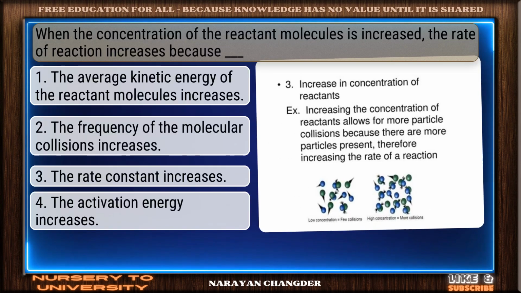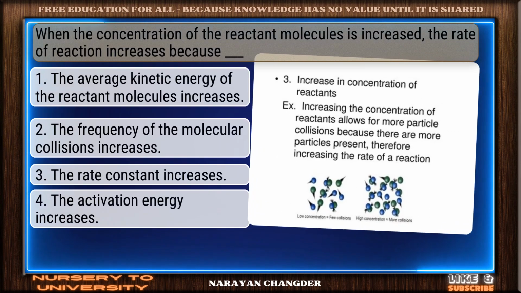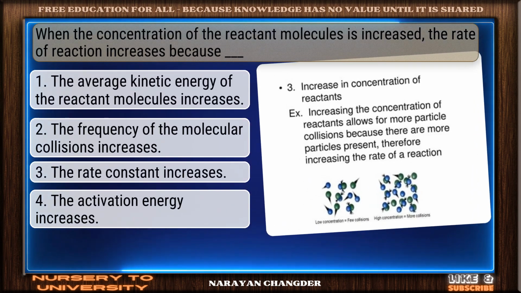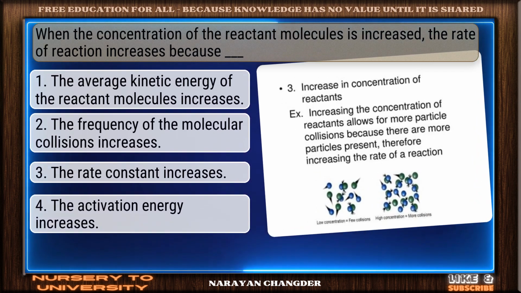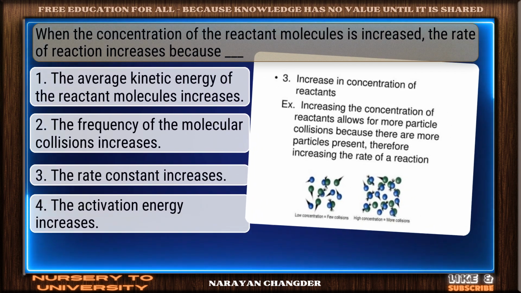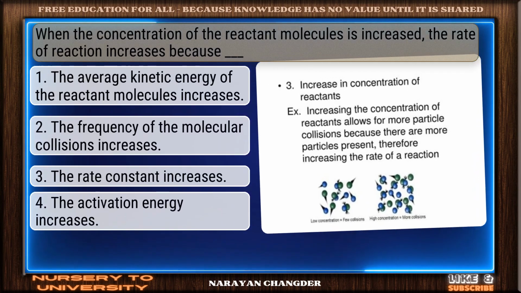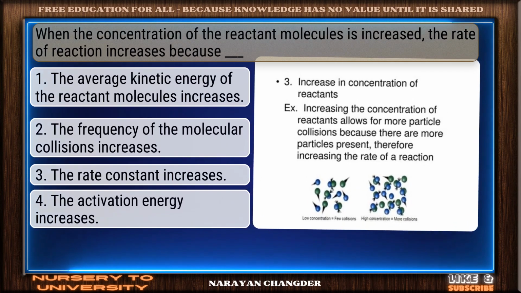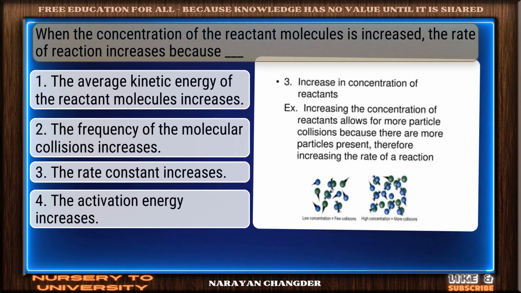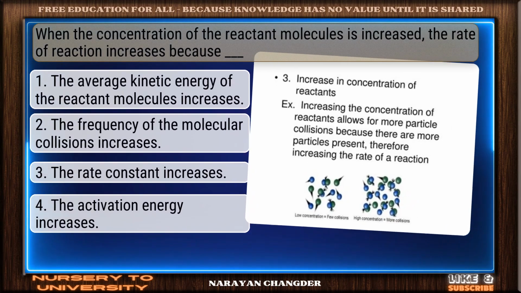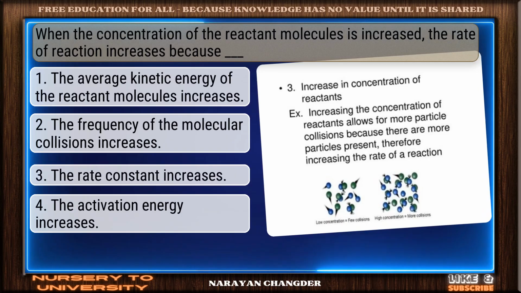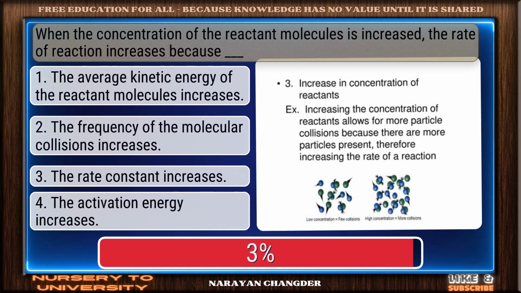2. When the concentration of the reactant molecules is increased, the rate of reaction increases because dash. Option 1, the average kinetic energy of the reactant molecules increases. Option 2, the frequency of the molecular collisions increases. Option 3, the rate constant increases. Option 4, the activation energy increases.